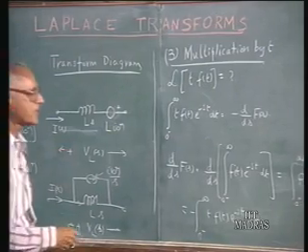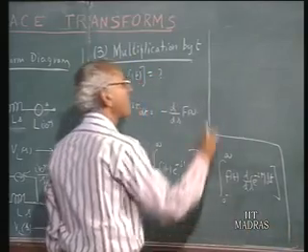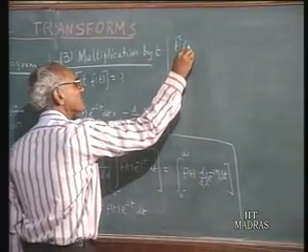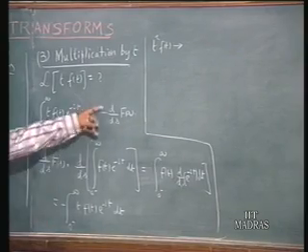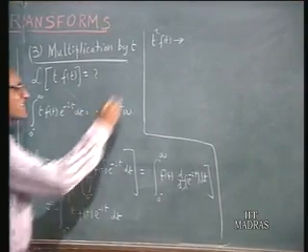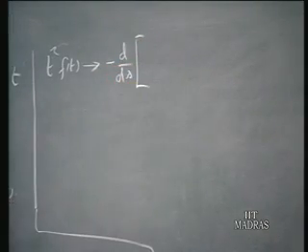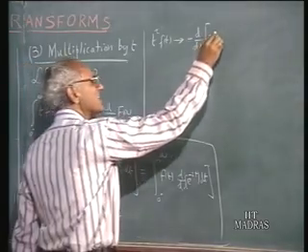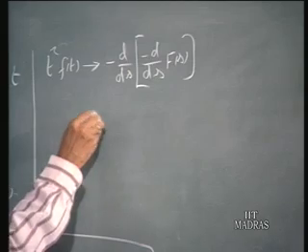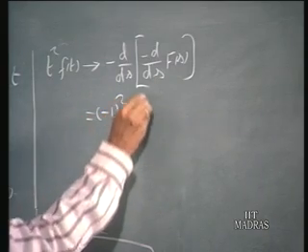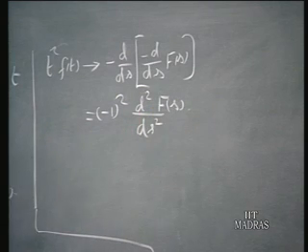Now, based upon this, let me extend this result. Suppose I take t squared f(t), then t f(t) is minus d by ds of F(s). Therefore, I must write minus of d by ds of the Laplace transform of t f(t), which is minus d by ds of F(s). So this will be minus 1 squared d squared by ds squared. That's how it will be.